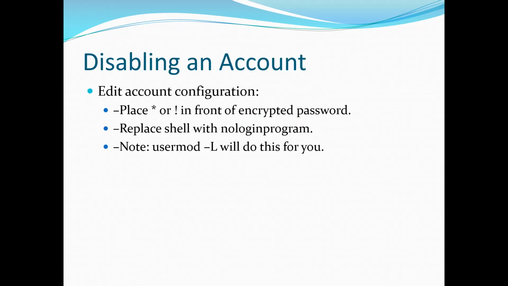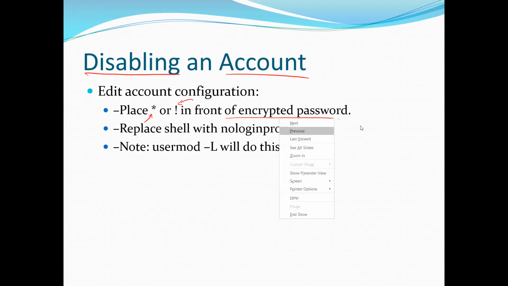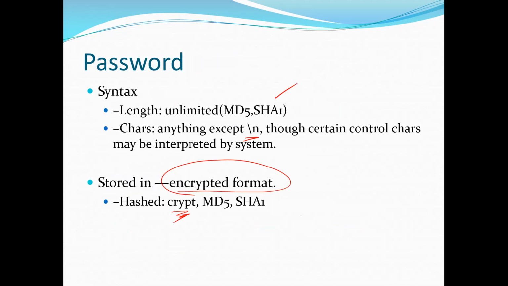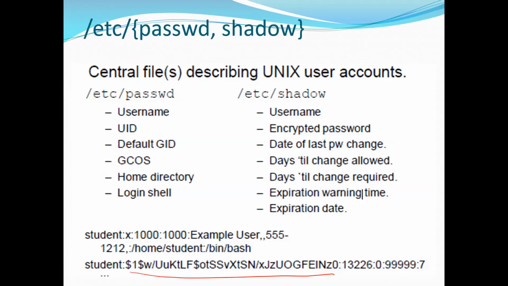Now, to disable an account, this is one of the tasks in your lab assignment on Wednesday. You'll create an account, then you're going to disable the account. So how do you do that? To edit an account, you can place, for instance, an asterisk or an exclamation in front of the encrypted password. The trick is that everything is a file in Linux, so you can easily go in and change things.